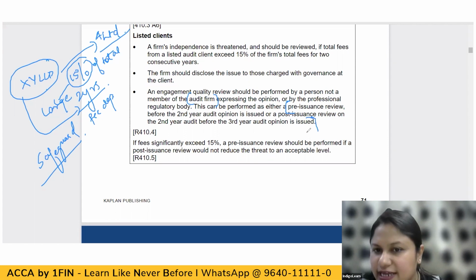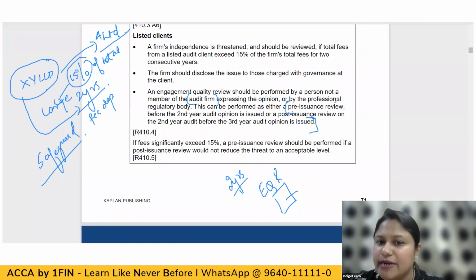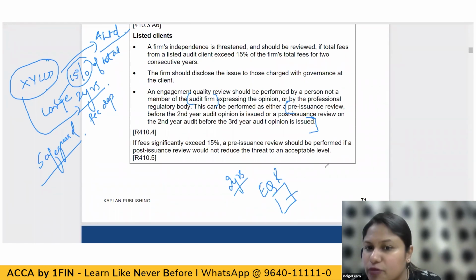So what they're telling is, if you are continuing to do the audit, then when your 2nd year audit report is ready, before you actually release the opinion, you appoint an engagement quality reviewer. The reviewer is going to be somebody external, outside the firm. He has to come and check whether the audit that you have performed is actually done correctly or not, whether you have independently performed the audit. Either you do it before the audit report is given to the management, or you can also do it after the audit report is already submitted. Okay, that means the opinion is already released. That is called post-issuance.